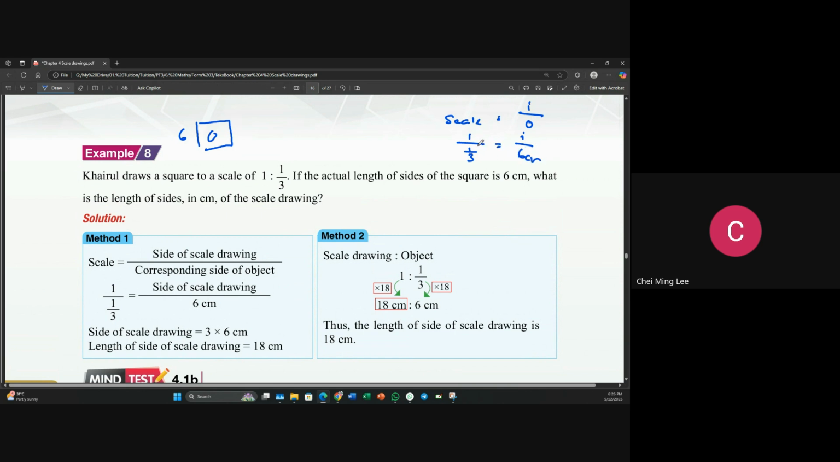So move here. This one moves here. So you get, okay, 1 over 1/3 becomes 3. So 3 times 6, this one moves here, becomes multiply. So it's 18 cm. Okay?